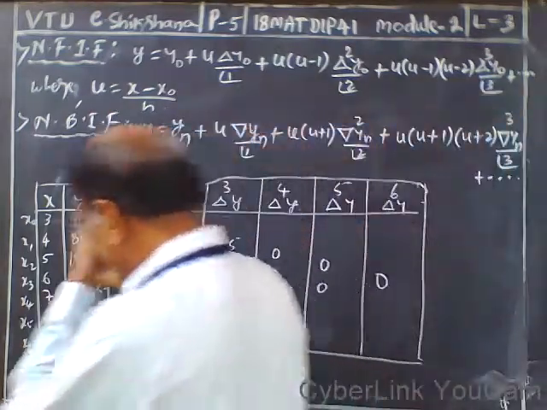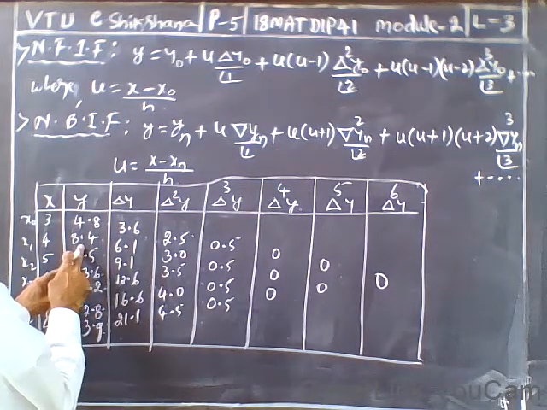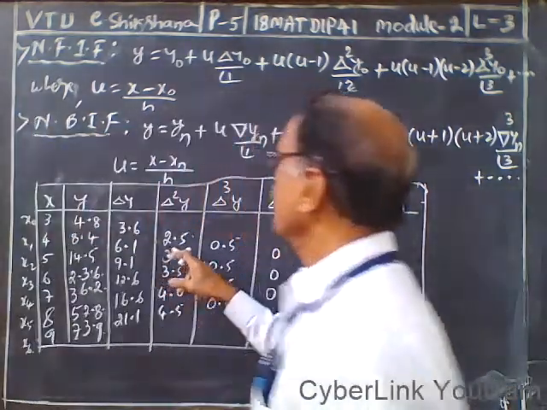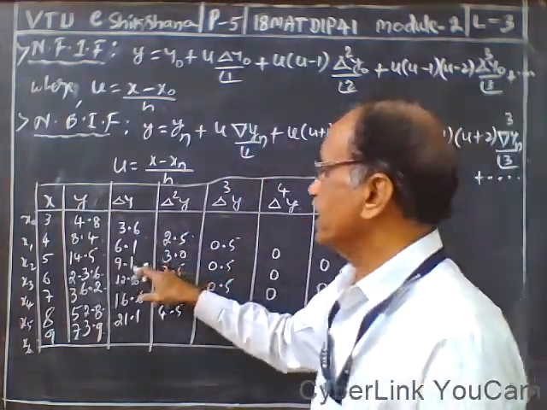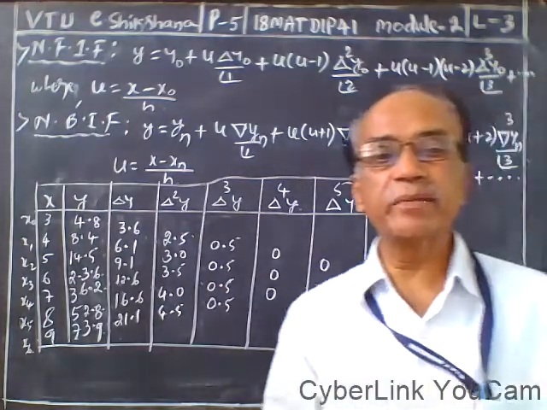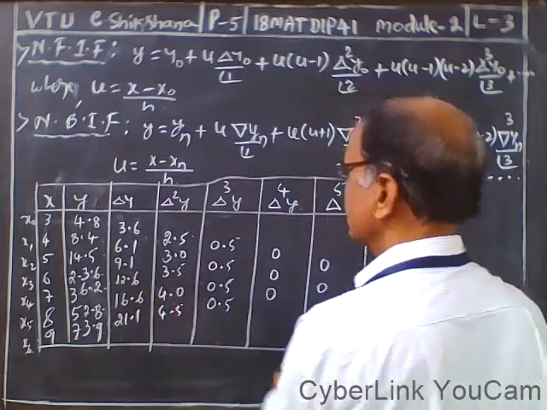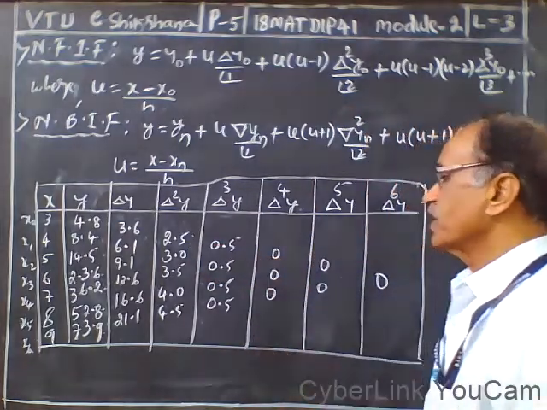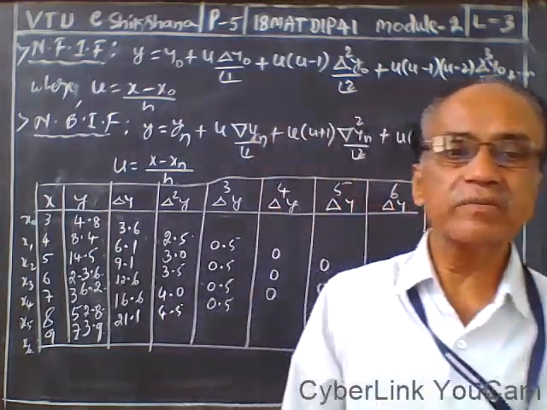That is nothing but 8.4 minus 4.8, this is the value 3.6. 14.5 minus 8.4, this is the value 6.1. Likewise, other values you can find. Then 6.1 minus 3.6 will be 2.5. 9.1 minus 6.1 will be 3.0. 12.6 minus 9.1 is 3.5. Likewise, the difference between 3.0 and 2.5 is 0.5, and all these values are there. Then from the fourth difference onwards, all the values are 0.